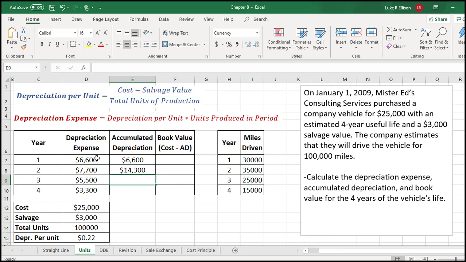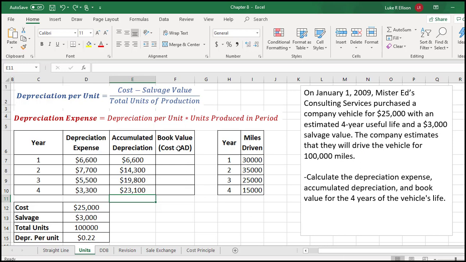The third year we have to add up the first 3 numbers, but we already know the $14,300 added up the first 2 numbers. So I'm just going to start there. $14,300 plus $5,500 gives us $19,800. And then we can do the same thing for year 4. $19,800 plus $3,300, which gives us an accumulated depreciation of $23,100.